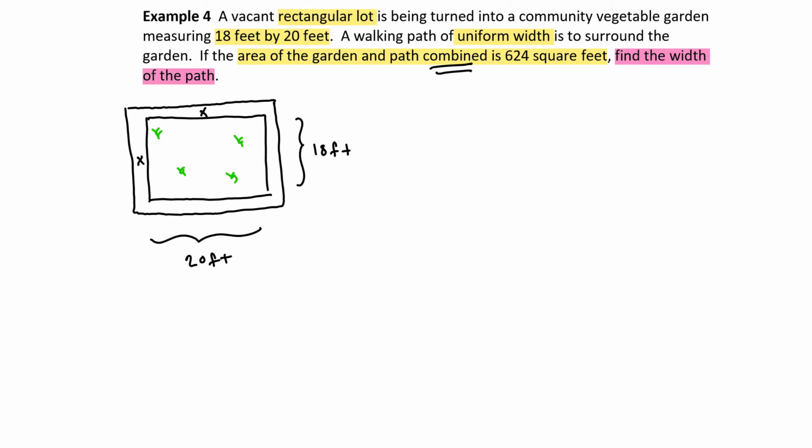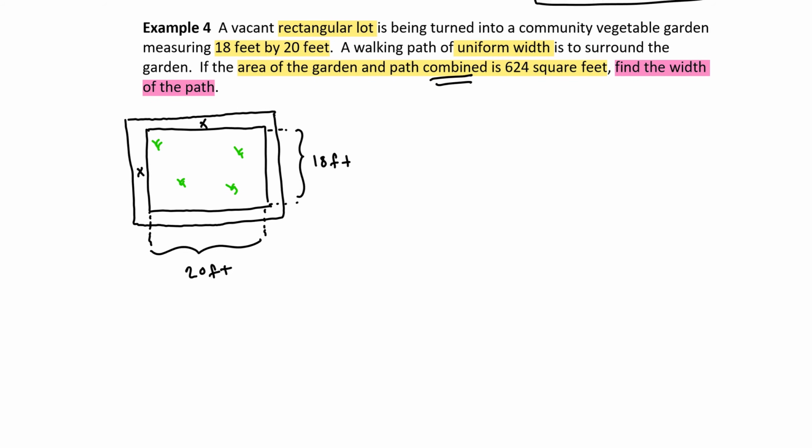If the area of the garden and path combined... Remember the 20 feet by 18 feet, that was the original rectangle, but the area of the entire garden, that's the big outside rectangle, is 624 square feet. And our job is to find x, the width of the path. So let's be clear, x is the width of the path. So we need to set this up understanding that this area is that big outside rectangle.